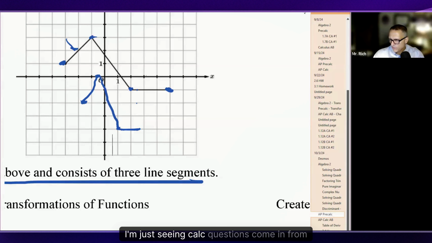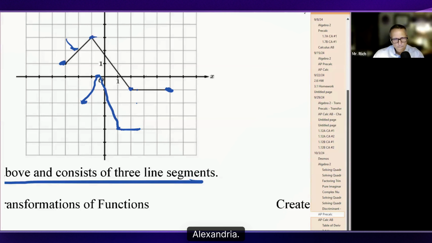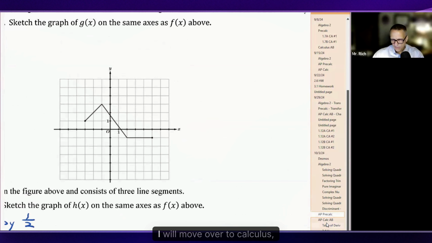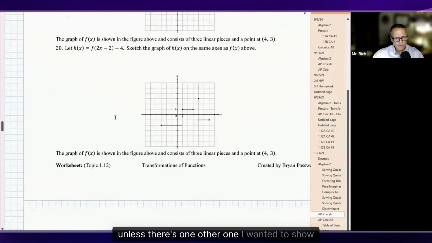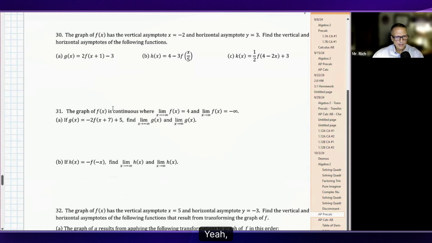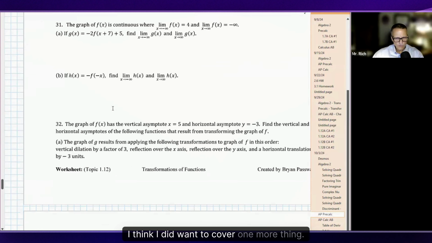I'm just seeing calc questions come in from Alexandria. Okay. Well, I will move over to calculus, I think, unless there's one other one I wanted to show here. Yeah, I think I did want to cover one more thing.